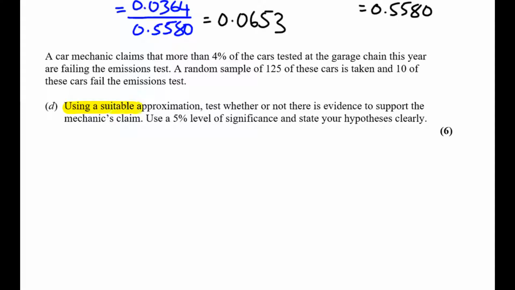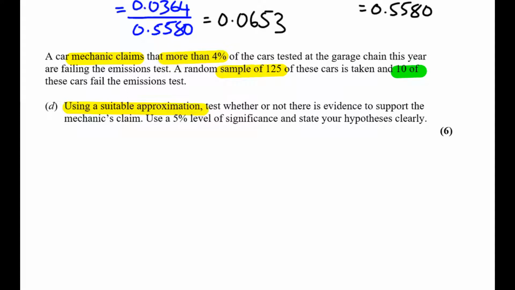Alright, straight away we know we're meant to be using a suitable approximation. I'm starting in the binomial, so I'm potentially going to the Poisson or to the normal. Let's pull out some more from the question. So the mechanic's claim is that more than 4% are failing their test. The sample size is 125, and our test statistic, which we'll come back to later, is 10.